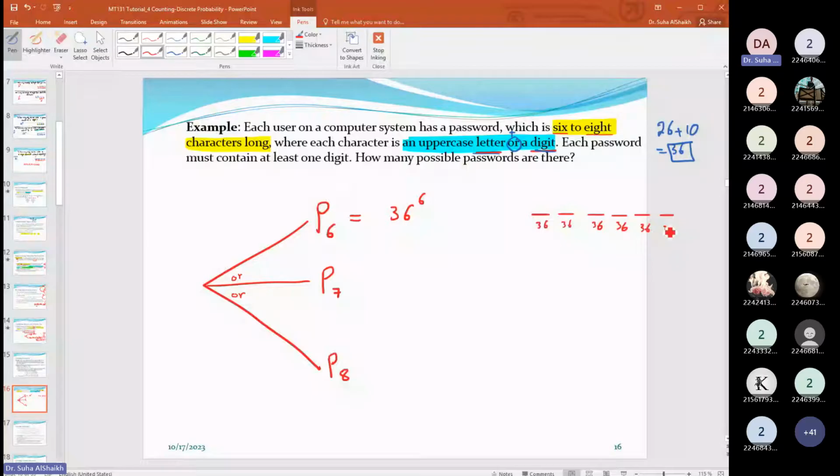How many of them? We have 36 to the power 6. For password 7 it will be 36 to the power 7, and for password 8 it is going to be 36 to the power 8. Okay so far?